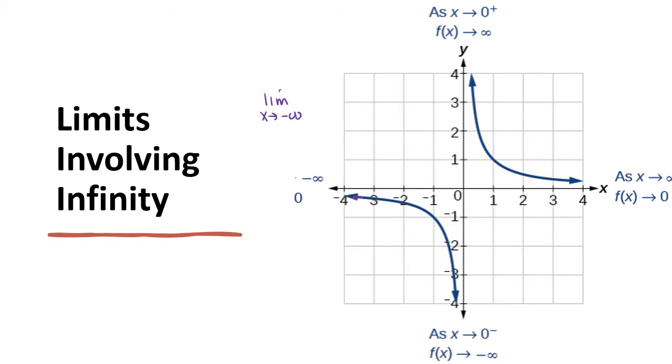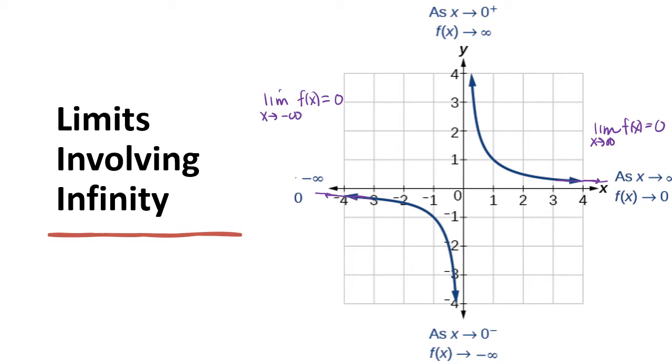x approaches negative infinity, so as your x values are approaching negative infinity, the function is getting closer and closer to 0. Over here, same thing, as your x values are approaching infinity, the function is getting closer and closer to 0. So this shows our horizontal asymptotes. When x is approaching infinity or negative infinity, that is the end behavior of the function if it's approaching a specific value. And so those are our horizontal asymptotes.